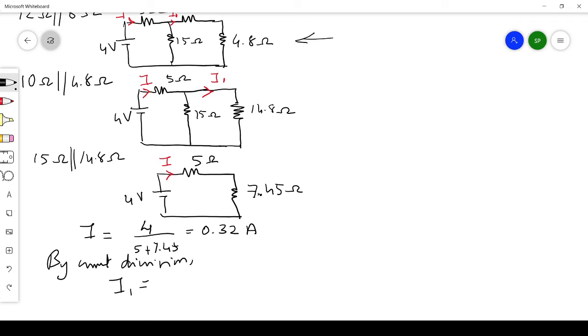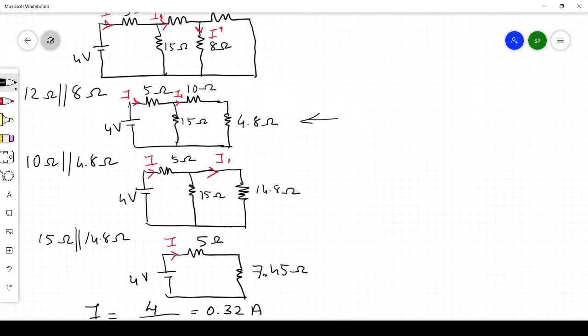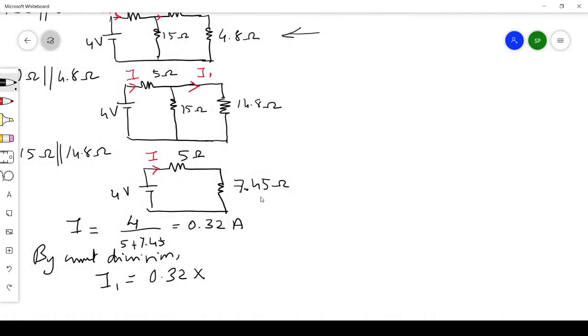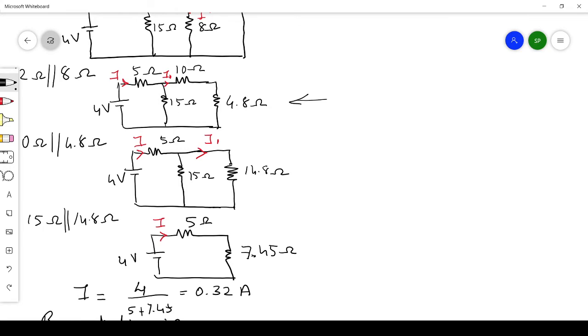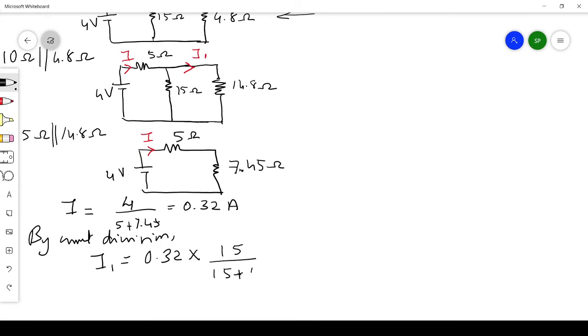So I1 is nothing but the total current, which is 0.32, we already found here, into this diagram. We want to find I1, the current flowing through this series network, 10 ohm and 4.8. The resistance in the other branch is 15 ohm, so it is 15 divided by 15 plus the total resistance, that is, the opposite branch divided by the total resistance. So 15 divided by 10 plus 4.8 plus 15, so it is 14.8, okay, so we'll be getting the answer as 0.16 amperes.